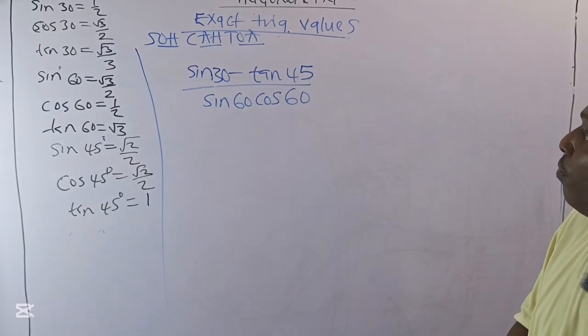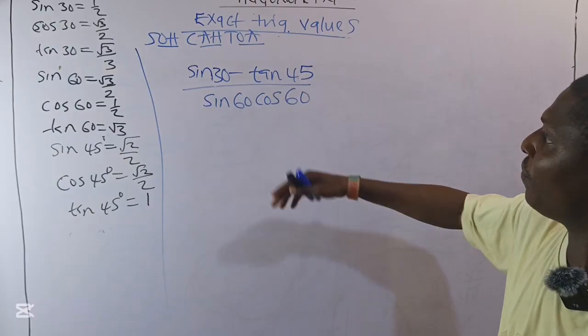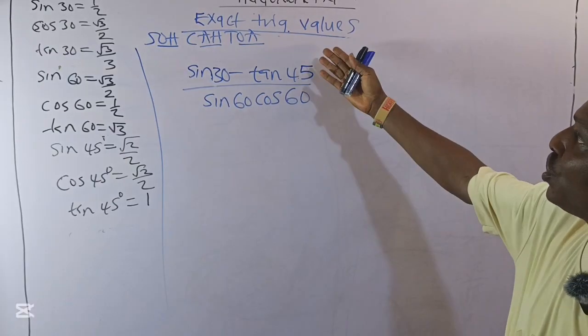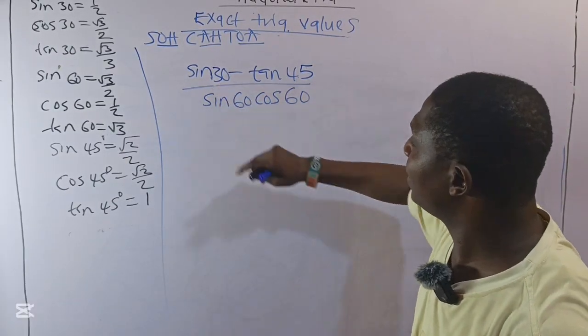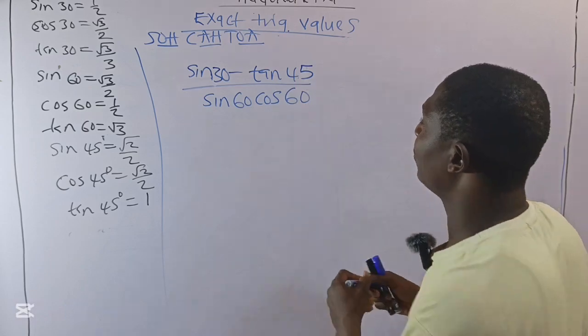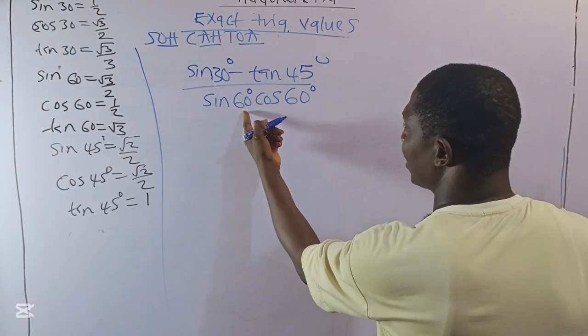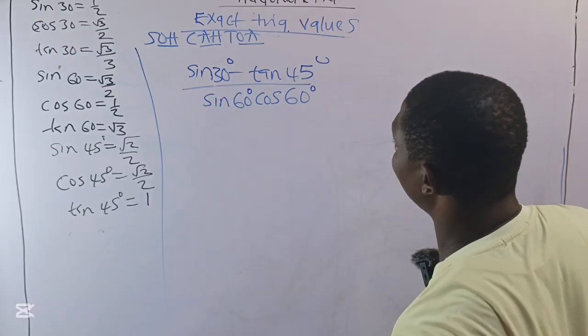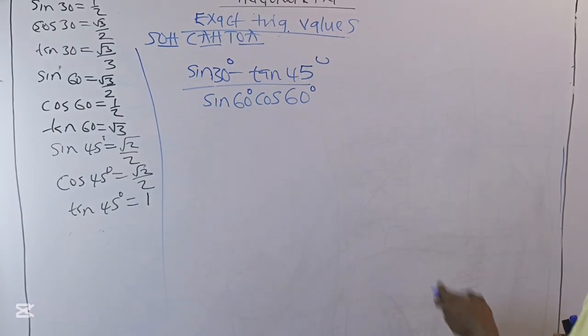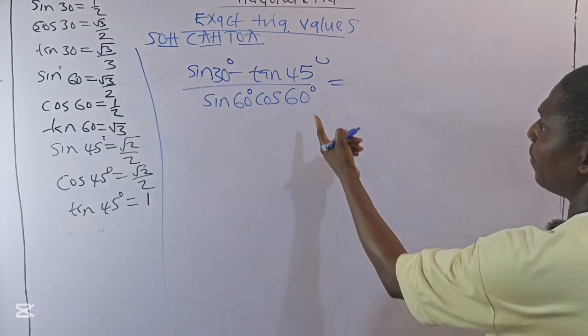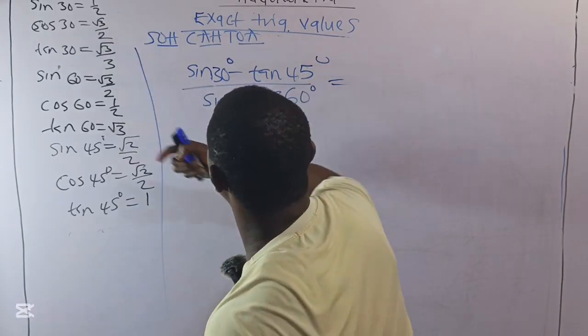So we have the question on the board. We should simplify this using trig values: sine 30 degrees minus tan 45 degrees over sine 60 degrees minus sine 60 times cos 60 degrees. How do we do this? Now all we need to do is to replace all of these with our values.